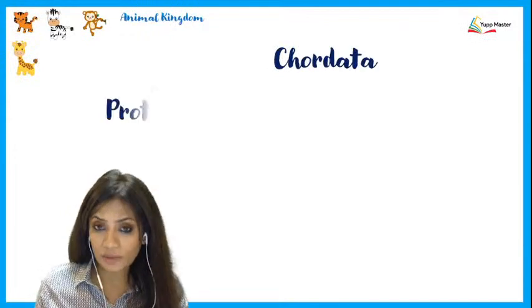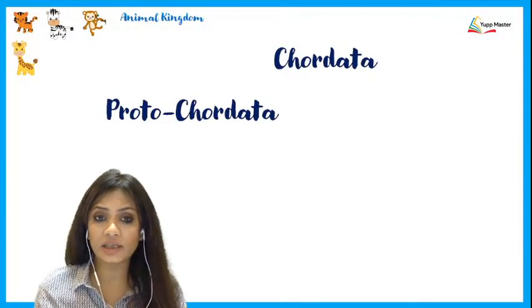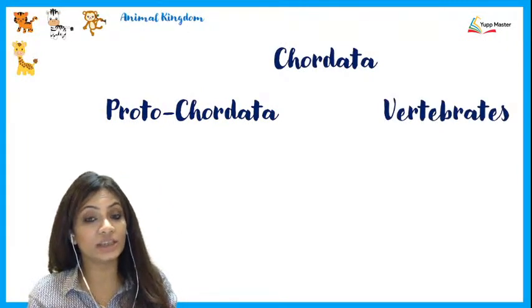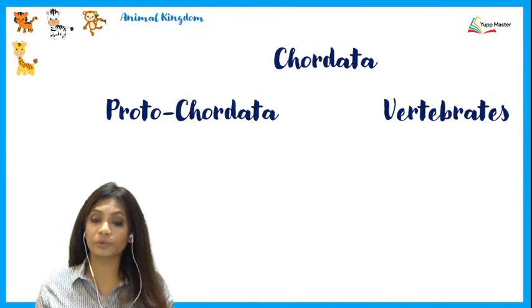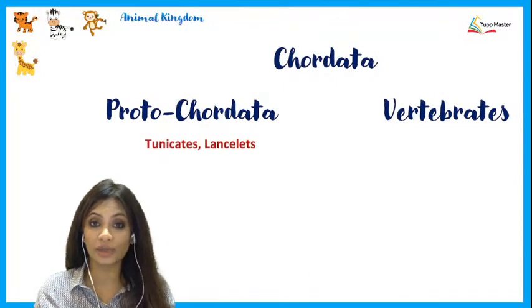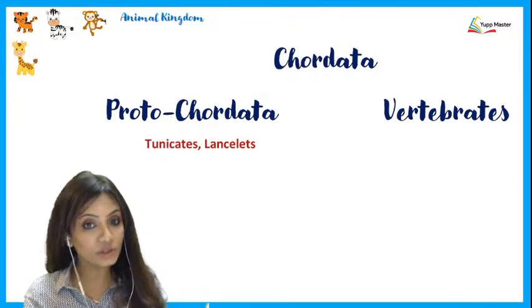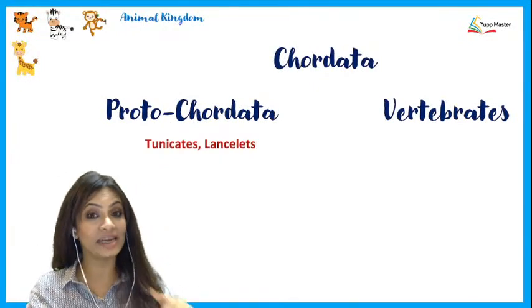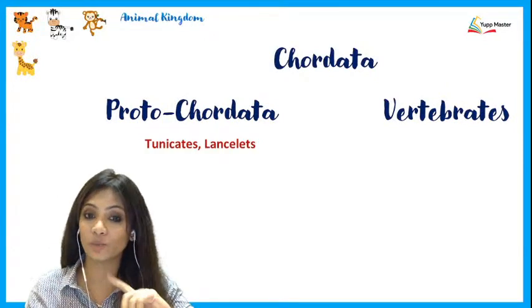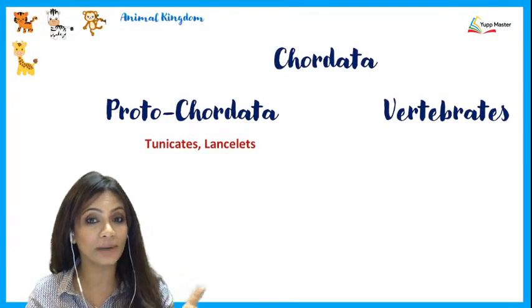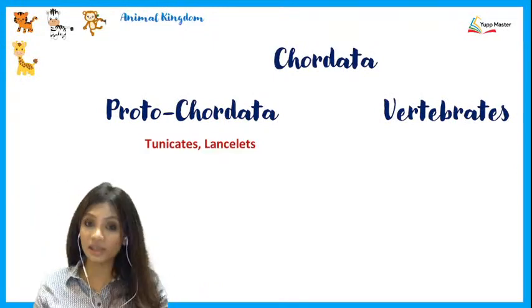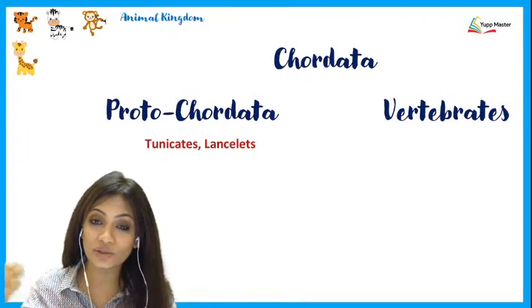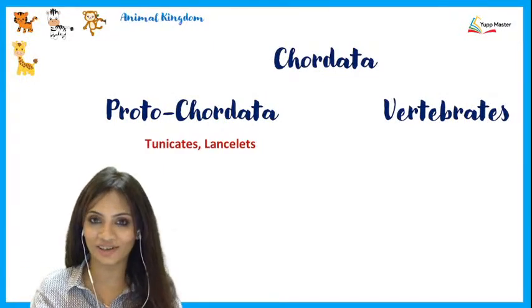Now, when we talk about Chordata, there are basically two divisions. One is the protochordata and the second is the vertebrates. The protochordates include the tunicates and the lancelets. What are tunicates? What are lancelets? Keep watching my videos, and you'll see in the next lecture. Remember, today is only about the general characteristics. Until you know the general characteristics of chordates, it will be difficult for us to go into the details.